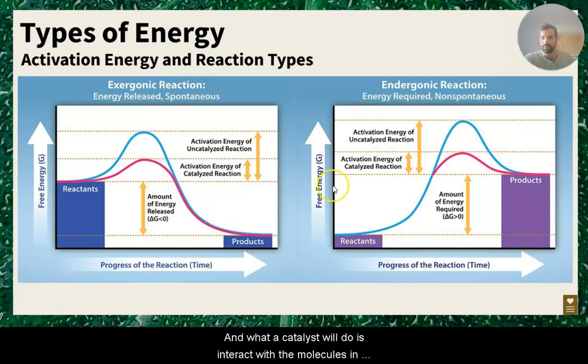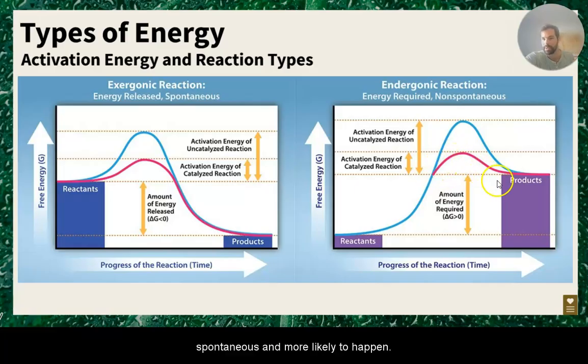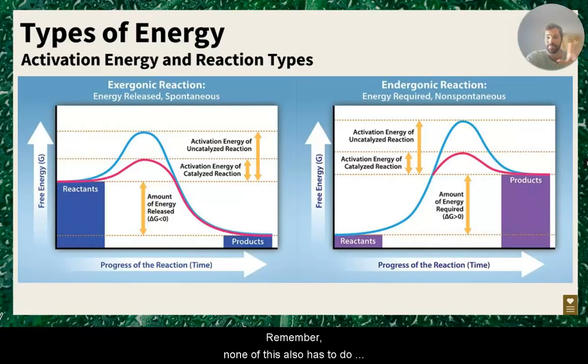And what a catalyst will do is interact with the molecules in the reaction without getting consumed in that reaction, but it'll interact with them in a way that will make it more spontaneous and more likely to happen. Remember, none of this also has to do with speed of reactions. This is just sort of the spontaneity, the likelihood, the probability that it'll happen.